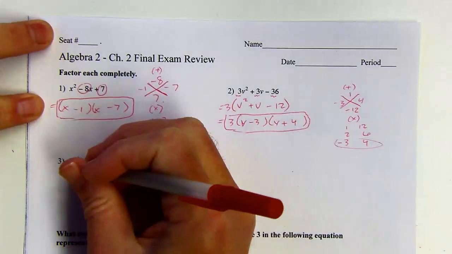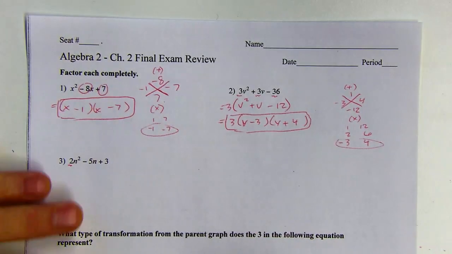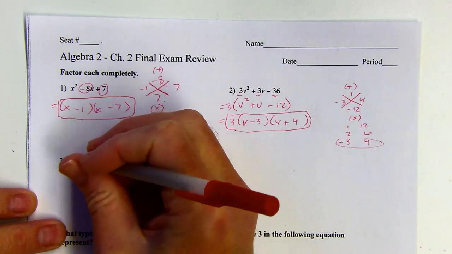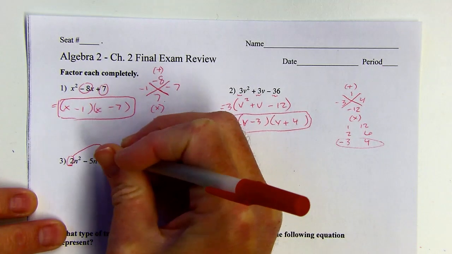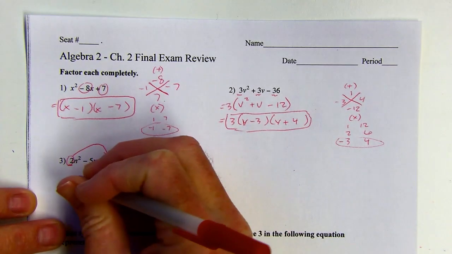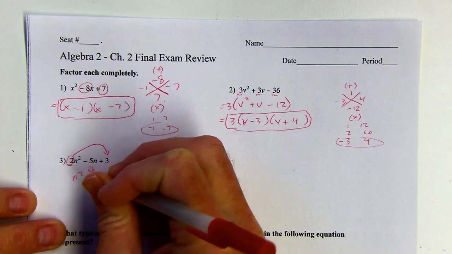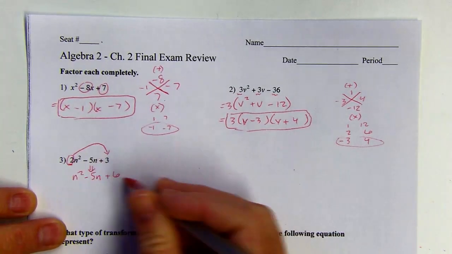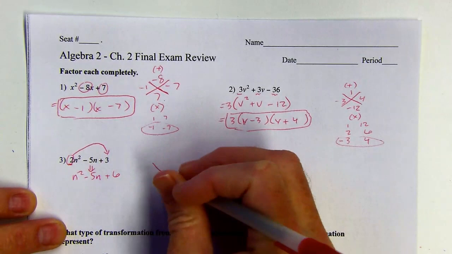All right, next one. This 2, I can't factor out the 2 here, and there's a number of ways you can do this. I'm going to do this with a modified diamond problem. So I'm going to take this number. Since I can't factor it out, I'm just going to multiply it by the constant at the end there. So 2 times 3 would be 6. Okay. Now I'm going to factor this trinomial with a diamond problem.